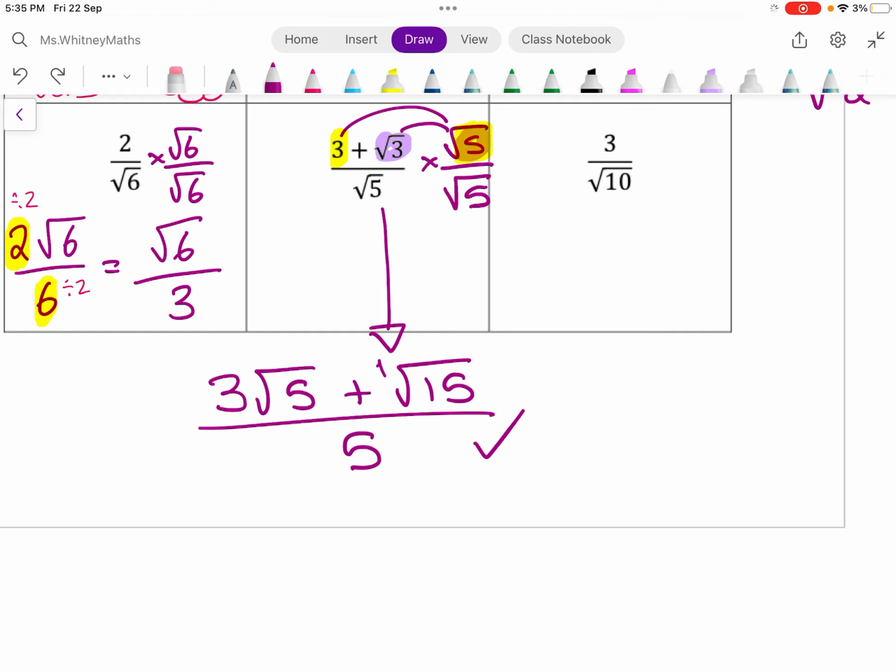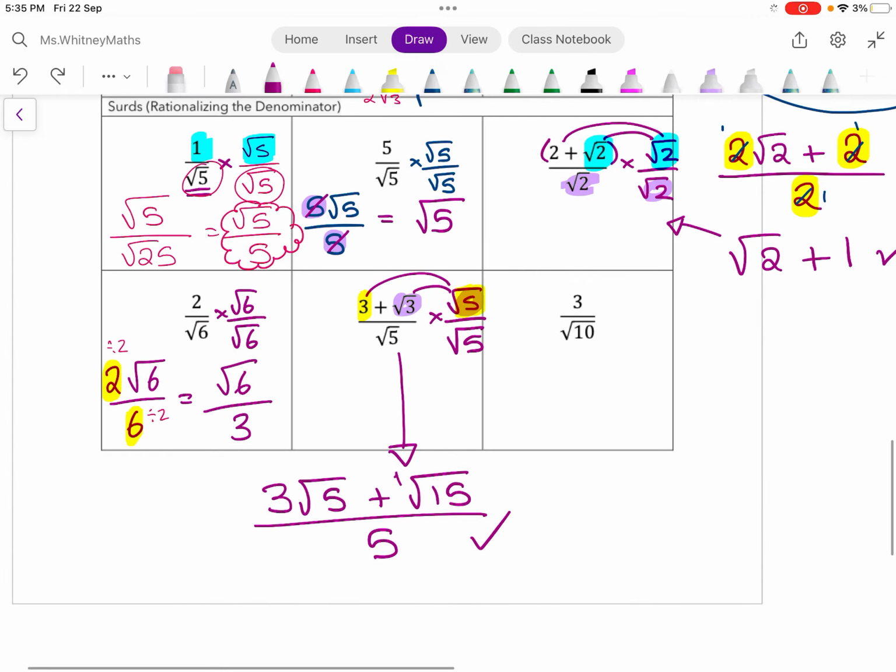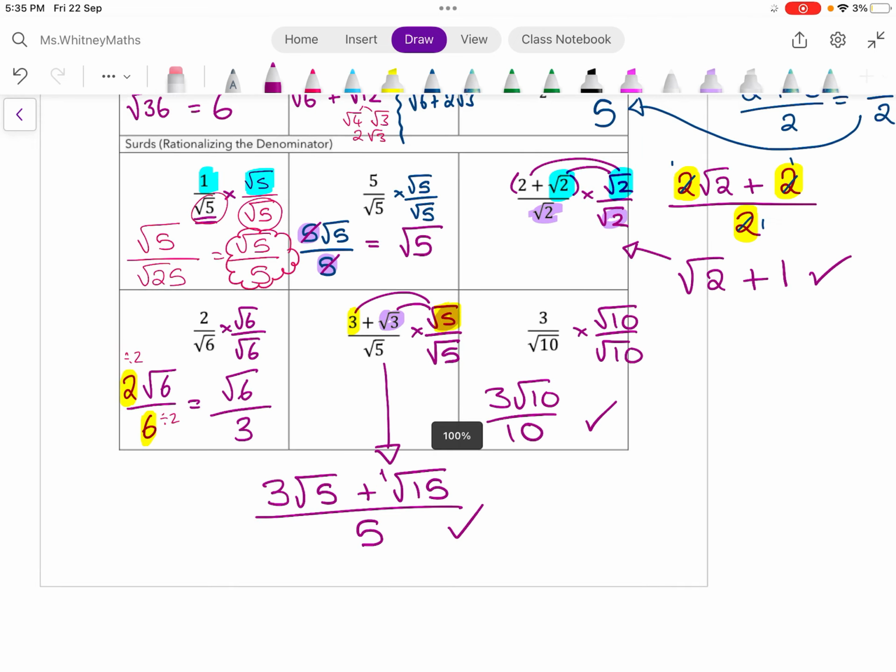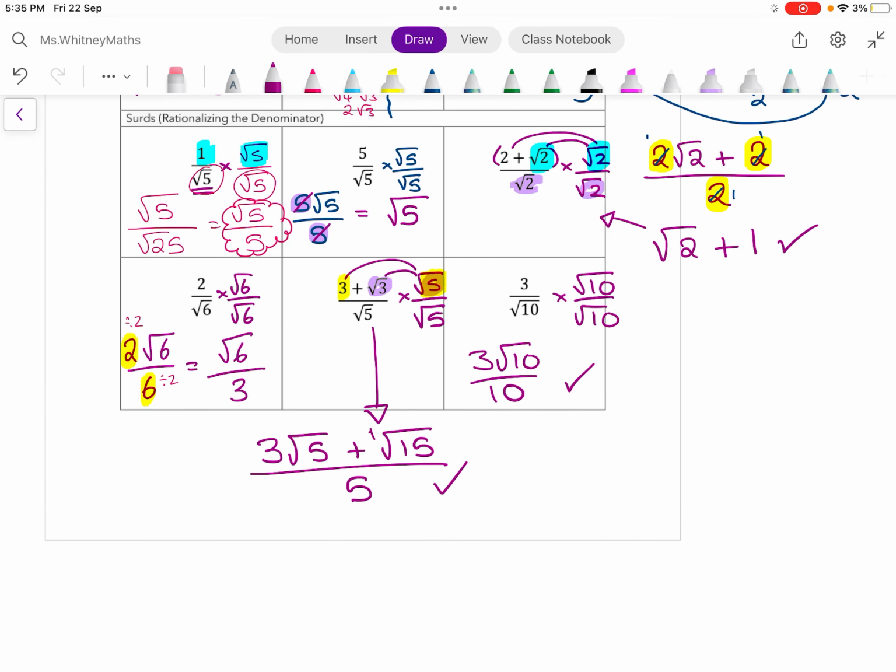So that is it. For the final answer, we have to multiply this one by root 10 over root 10. We get 3 root 10 over 10, and we check, does it simplify? Nope. So we are done. Please check through the answers on here, and I really hope this helps.